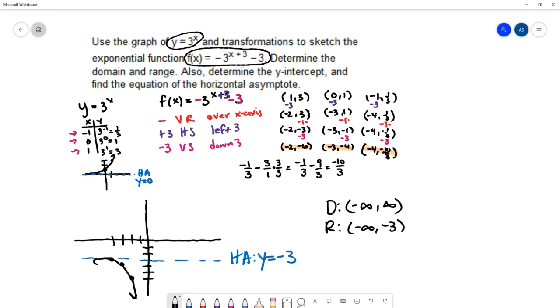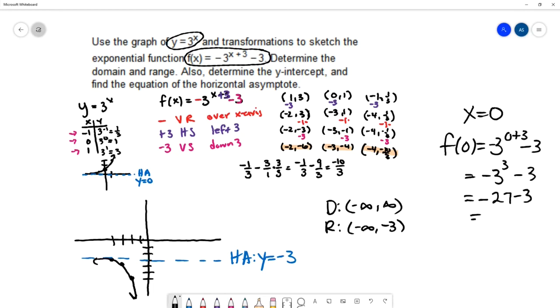And we need to calculate our y-intercept. So we're going to let x equal 0. F of 0 is negative 3 to the power 0 plus 3, minus 3. That's negative 3 to the 3rd minus 3. That's negative 27 minus 3, and that's negative 30. So we get our y-intercept at 0, negative 30.